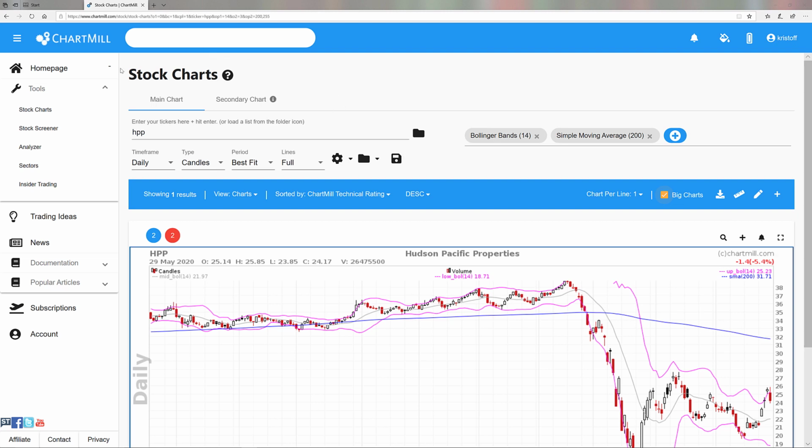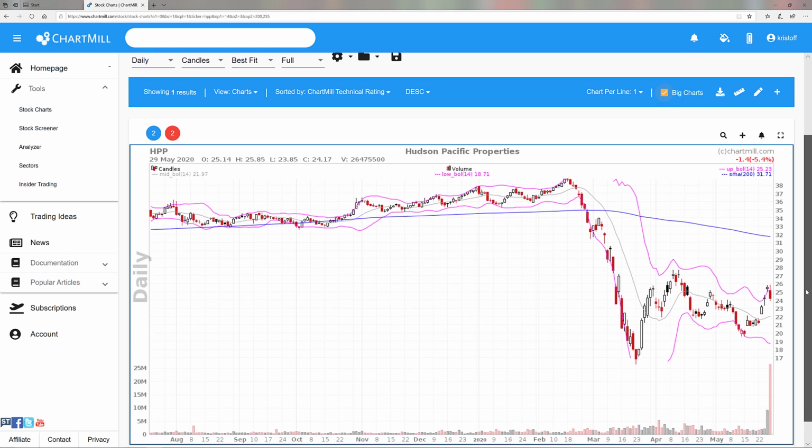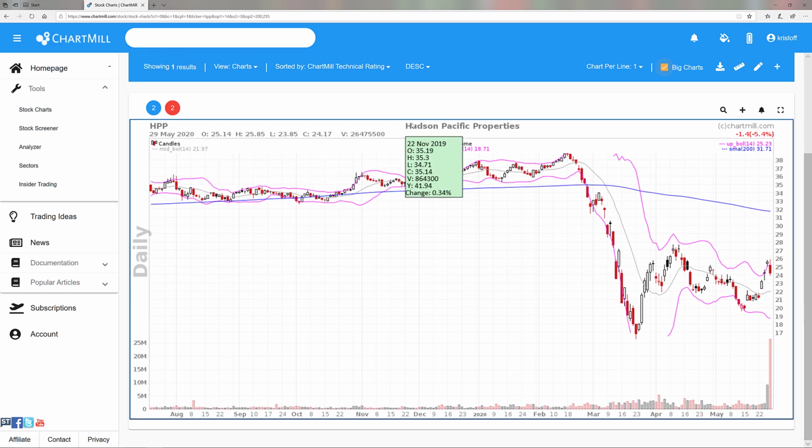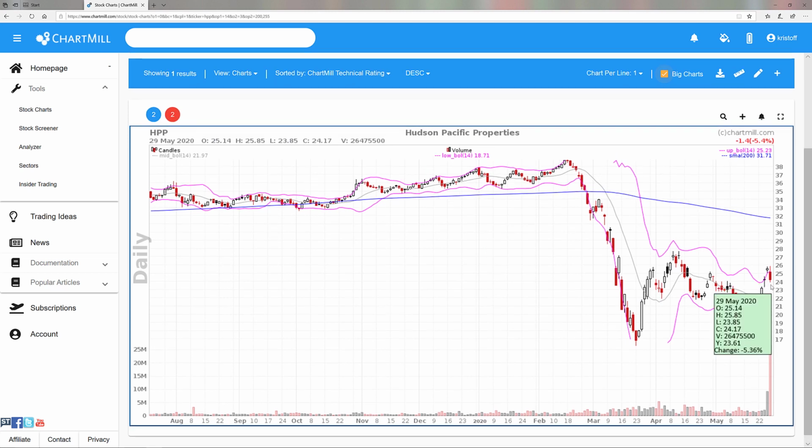So I'm in the stock charts section of ChartMill, and we have the chart of Hudson Pacific Properties. So let's assume I want to go short if price falls below this last candle, and the low is at 23.85. Now, how many shares can I sell? To calculate, I will use the embedded position sizing tool. You can find the tool over here, position sizing tool.